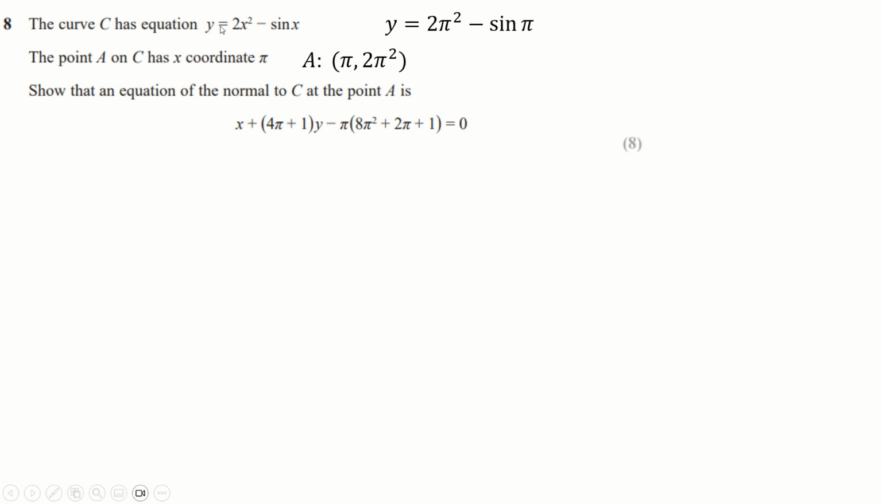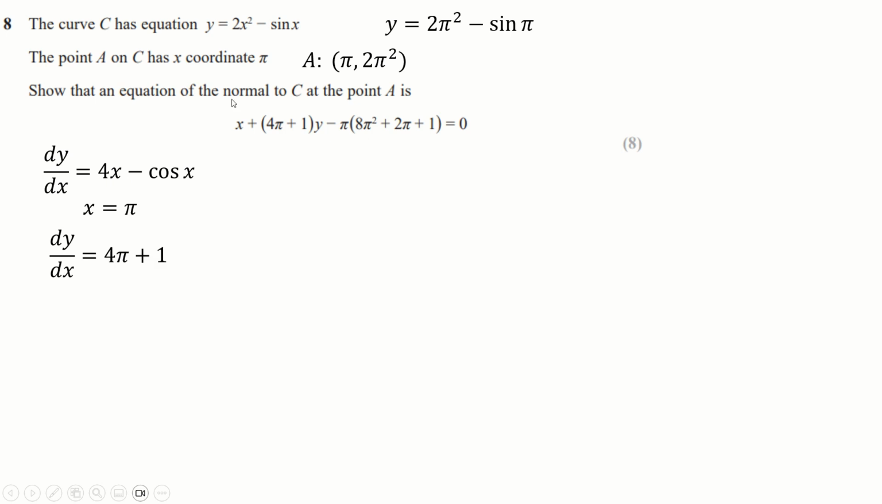And now if we differentiate this, we'll get the gradient, because it's asking about a normal, so we're going to need to think about gradient. So dy by dx is 4x minus cos x. And then at the coordinate x is pi, just put pi in here. Cos of pi is minus 1, so that makes minus minus 1 which is plus 1.